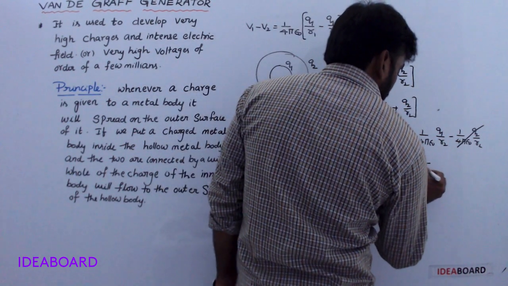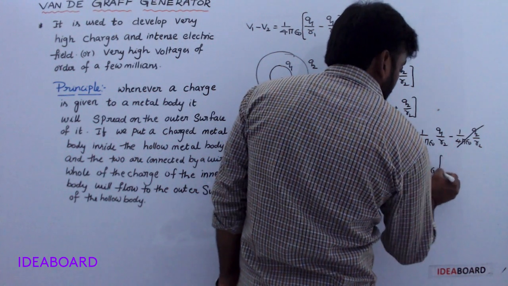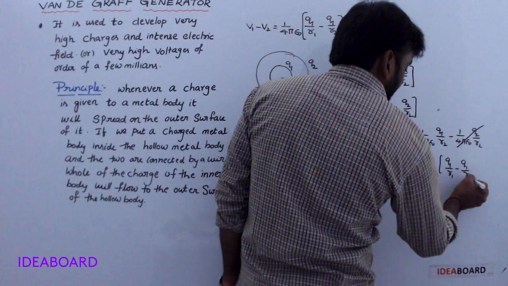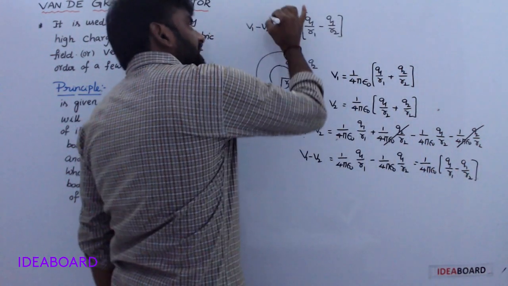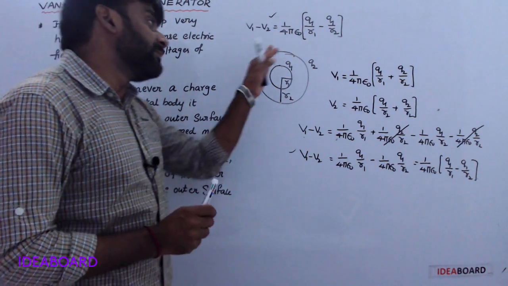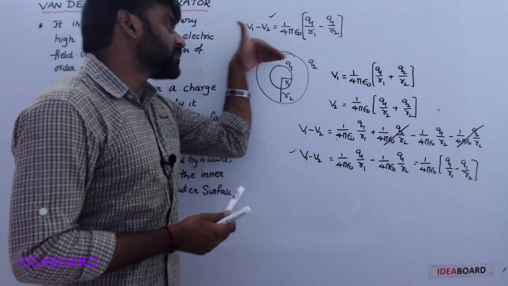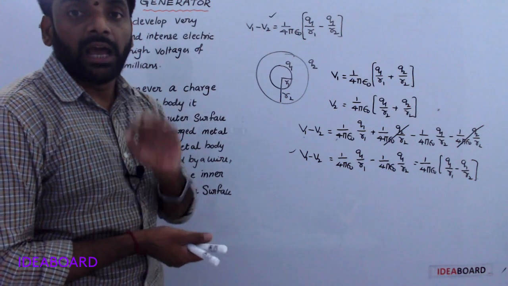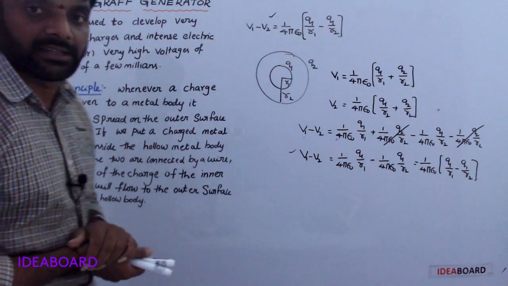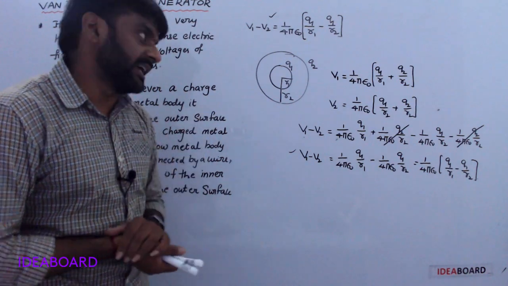See, 1 by 4 pi epsilon naught is common: q1 by r1 minus q1 by r2. That means in the first case and the second case the potential difference is the same, meaning it is independent of the outer sphere charge. This is the theory of the Van de Graaff generator.